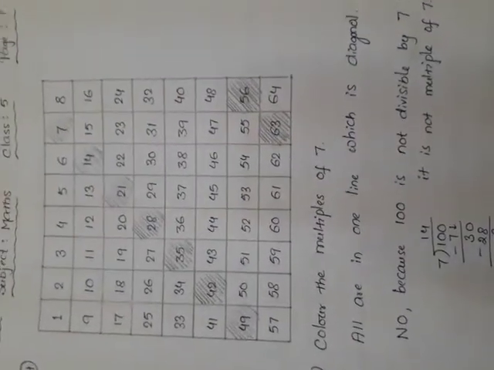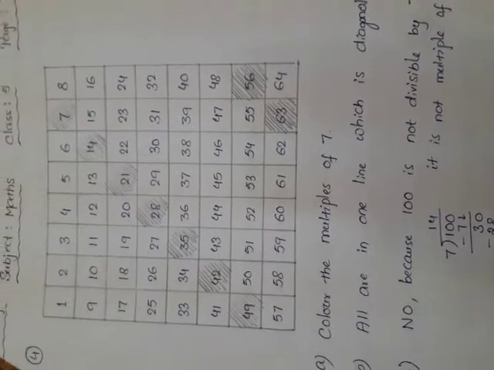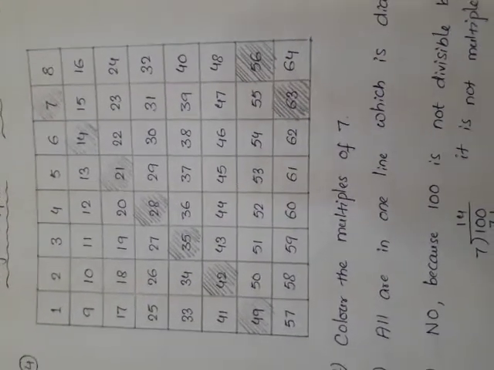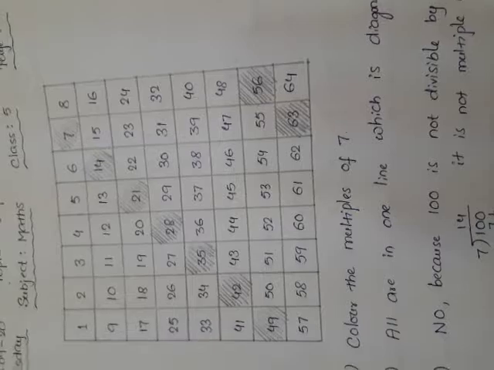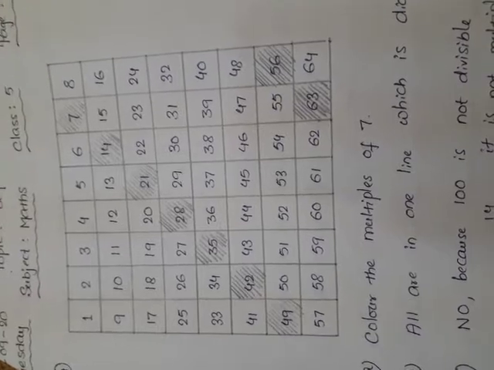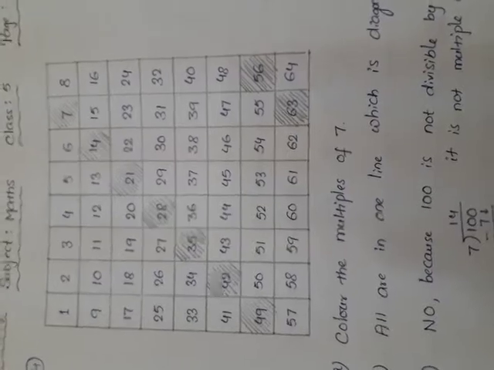What do multiples of 7 mean? What is the meaning of multiples? Multiples means the answers of the table. Like multiples of 3 means 3, 6, 9. Multiples of 2 means 2, 4, 6, 8, 10, 12. That means the answers of that table. Multiples of 6 means 6, 12, 18, 24, 30, like this. Now multiples of 7, look here.